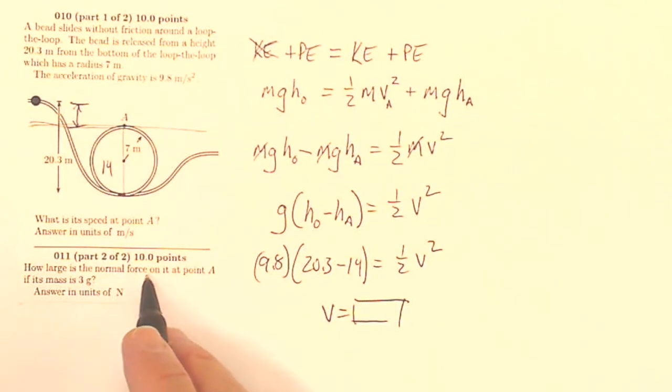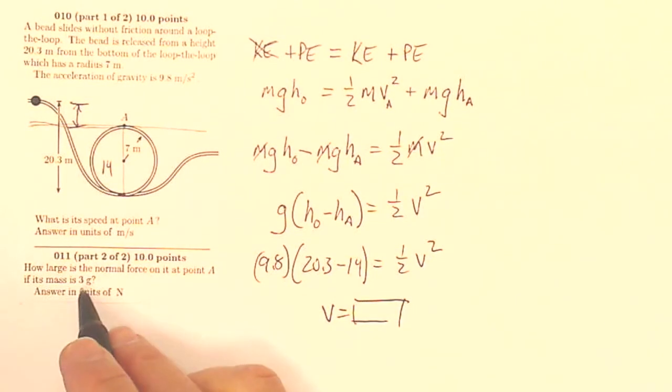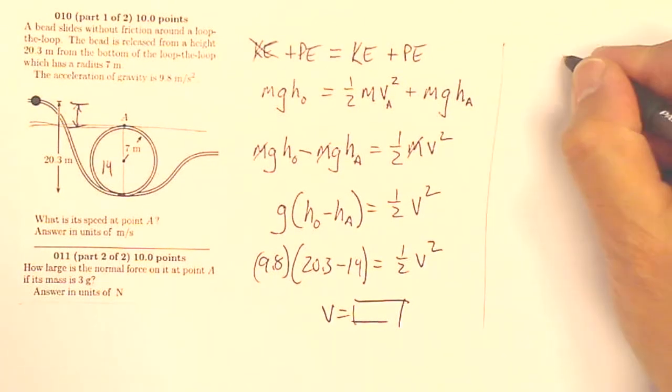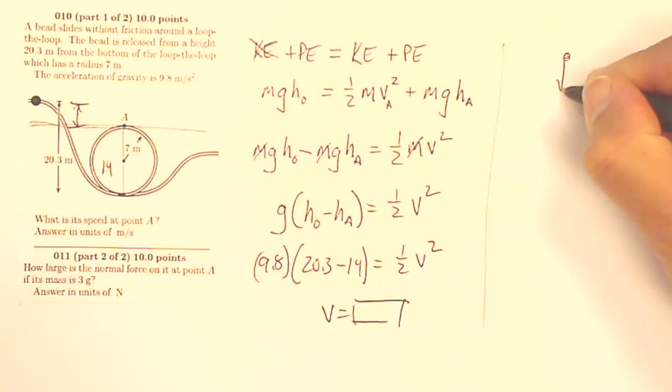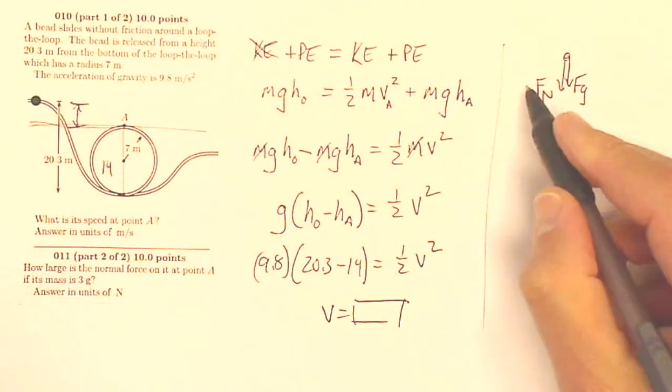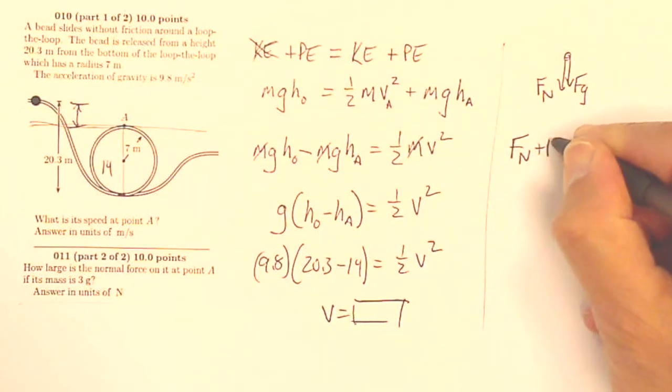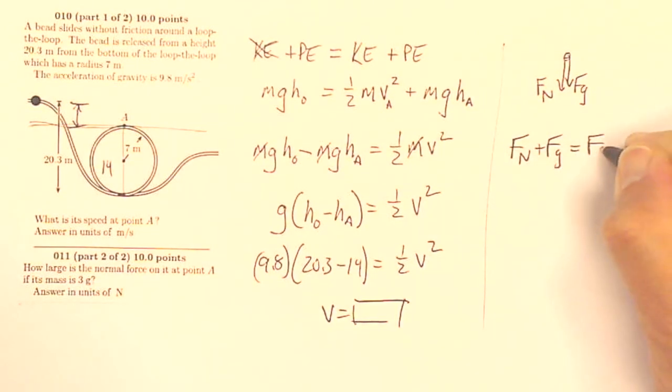How large is the normal force on it at point A if the mass is 3 grams? Answer in units of newtons. This is a circular motion question, but now I have a velocity. So at the top of the loop, I've got a normal force in this direction. I've got gravity in this direction, and they're both pointing in the same direction. So my normal force plus my gravity is going to equal my centripetal force.